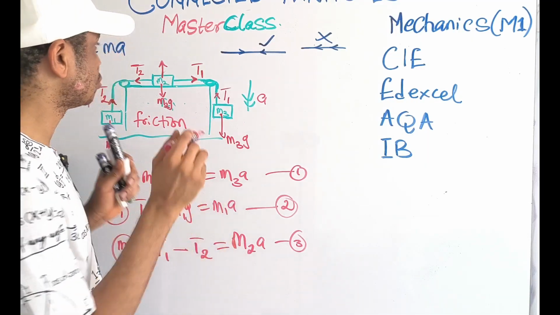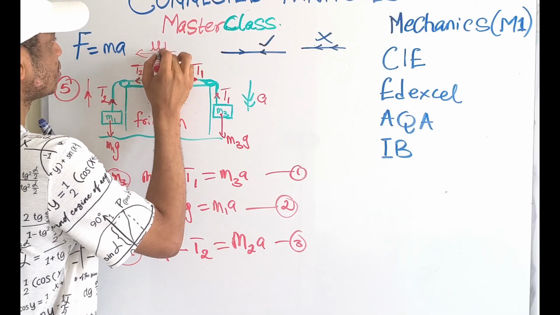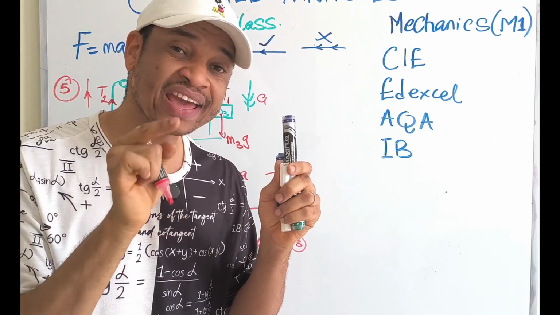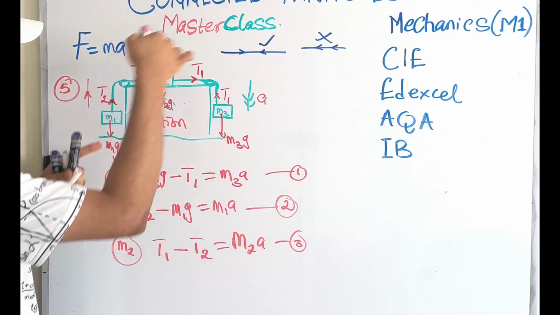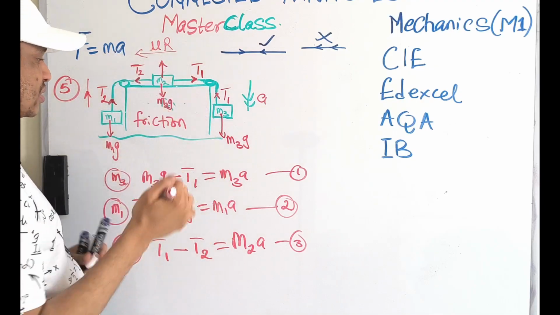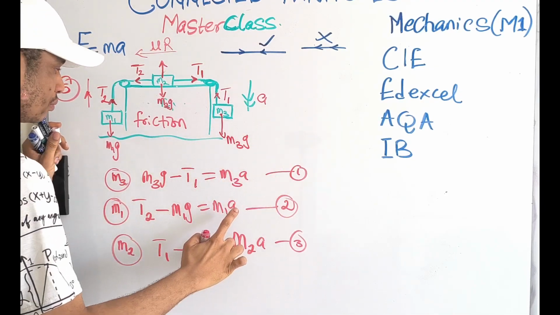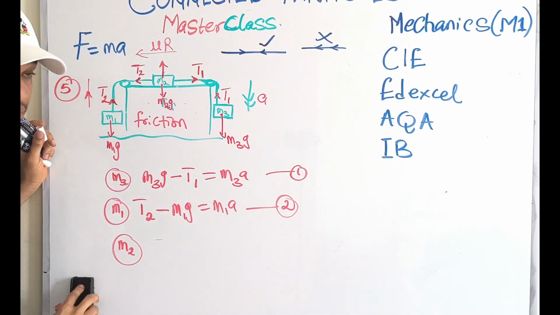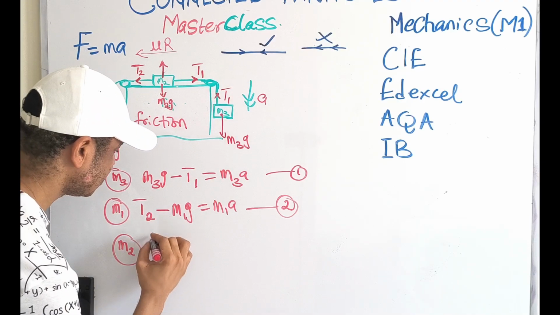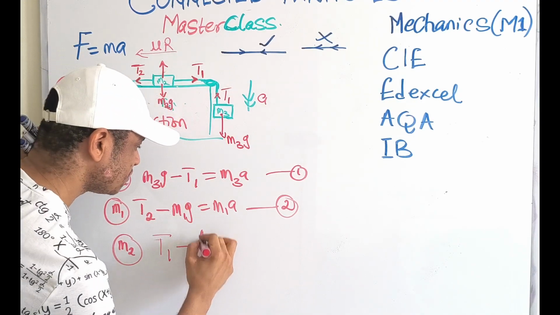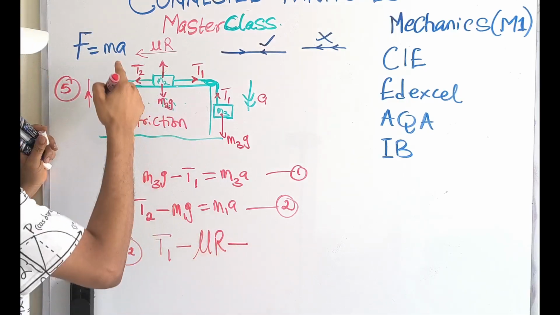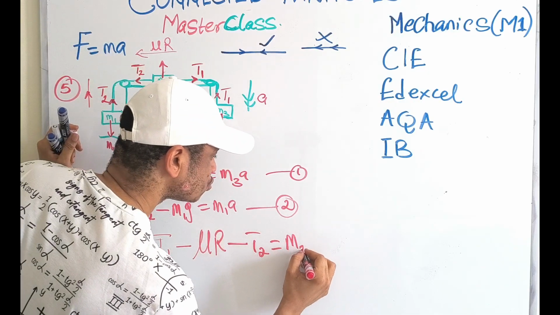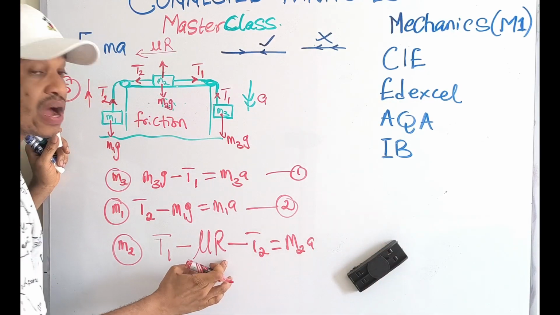Remember, friction opposes motion. So just always write friction as mu R. It becomes easy. Don't write F, because you will assume F is ma. So opposite. Because this is coming down, when this moves opposite, this will remain the same. M1 will remain the same, but M2 will not remain the same because there's friction. So this will just be T1 minus the friction minus T2 is equal to M2A.